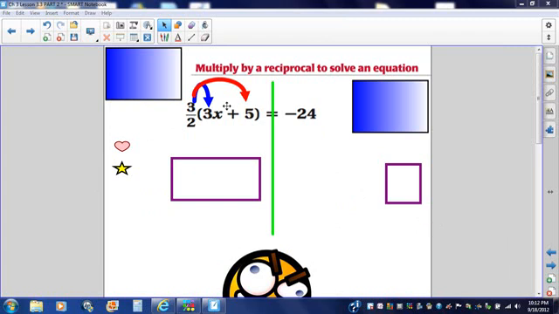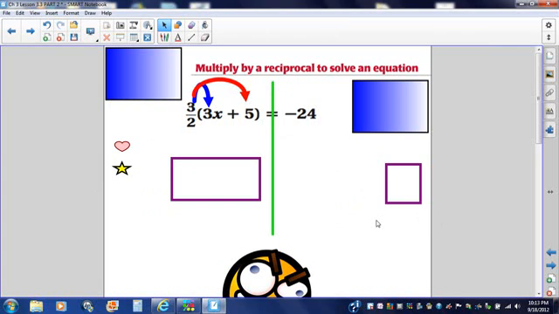Alrighty, please take a moment to write down this equation on your paper. We have the fraction 3/2, parentheses, 3x plus 5, parentheses, equals -24. Please write that equation on your paper.